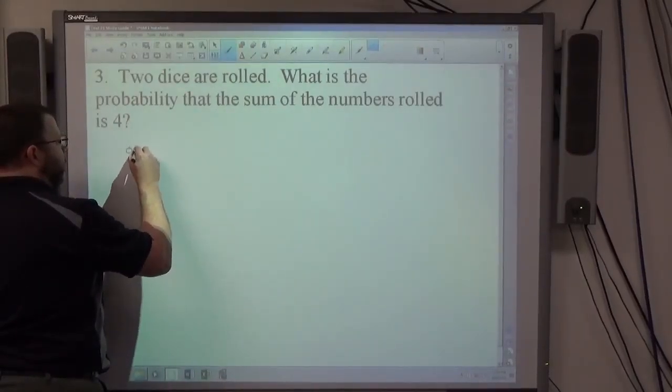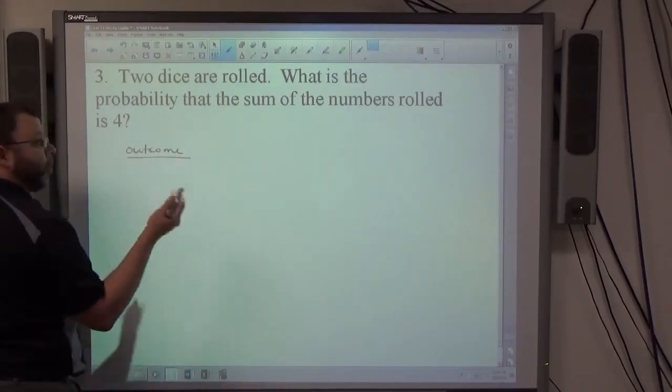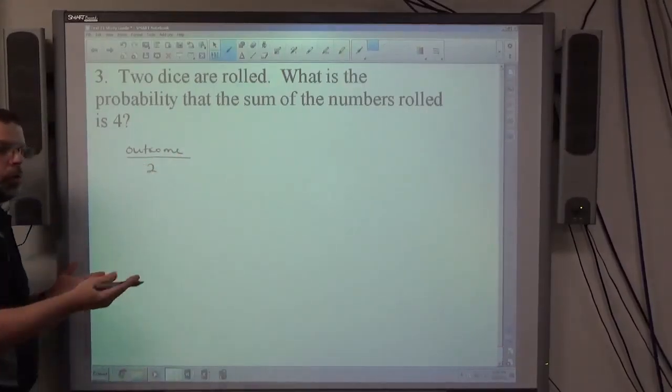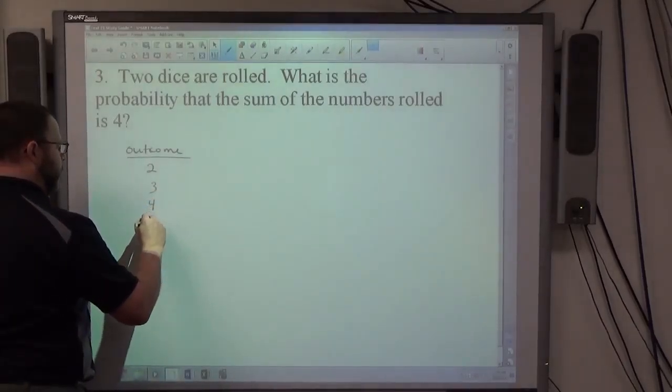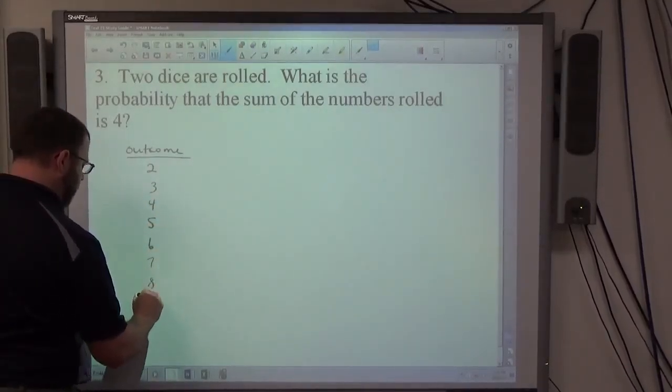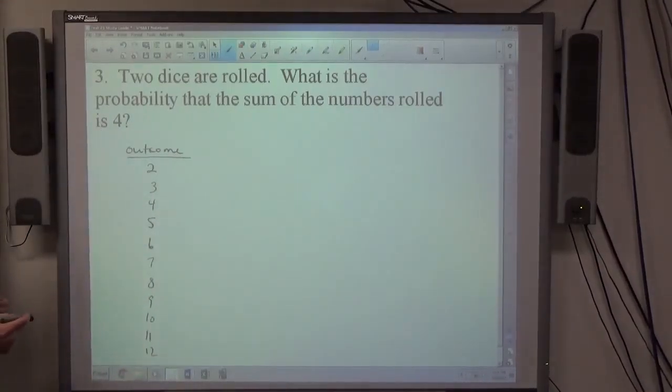The outcome possibility for rolling 2 dice starts at 2. If you roll 1, 1, that's 2. And then it works its way out to 3, then 4, then 5, then 6, then 7, 8, 9, 10, 11, and 12. Those are all the outcome possibilities rolling 2 dice.